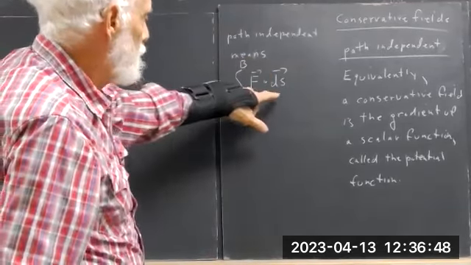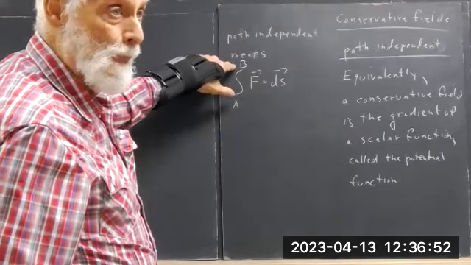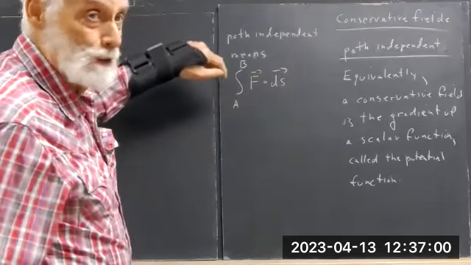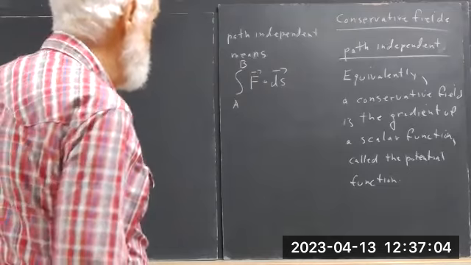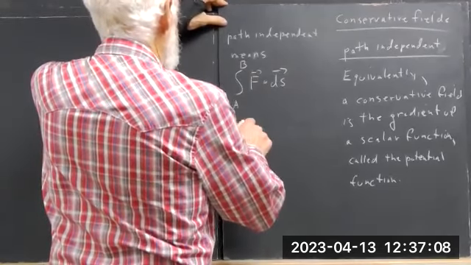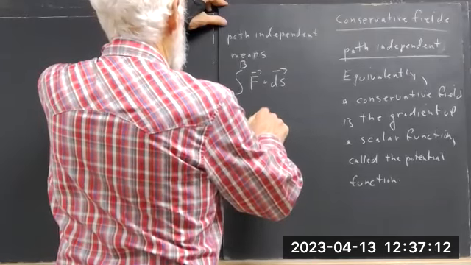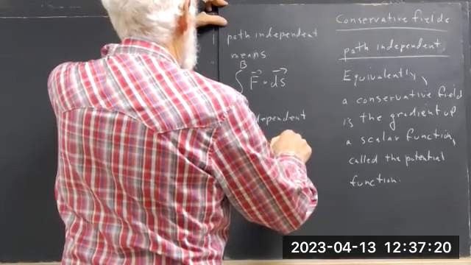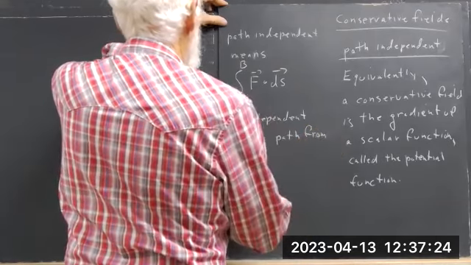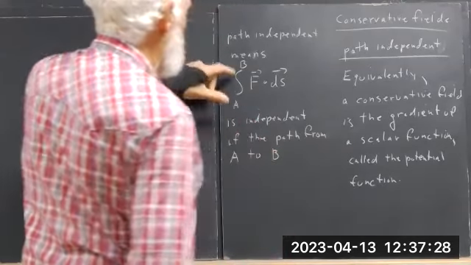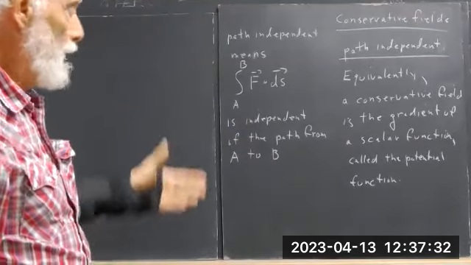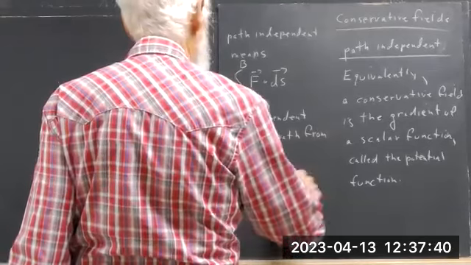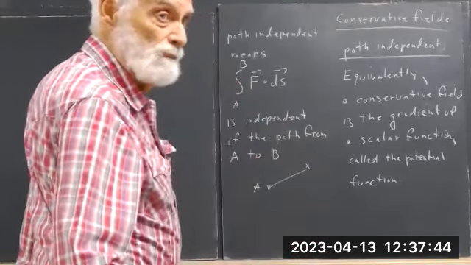It means that the line integral of F dot ds between two points, two points in the plane, two points in space, two points in coordinate space-time, is independent of the path from A to B. So if you've got point A here and point B here, take a straight line path, that's fine.